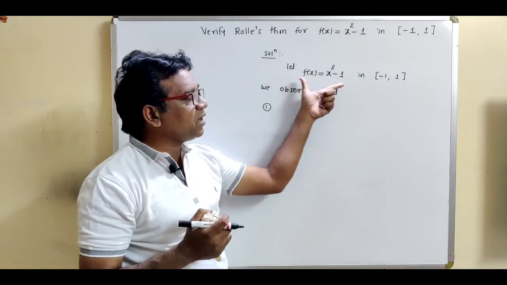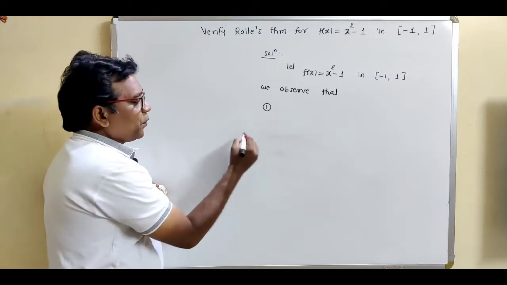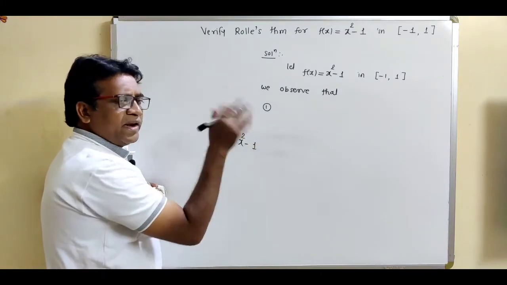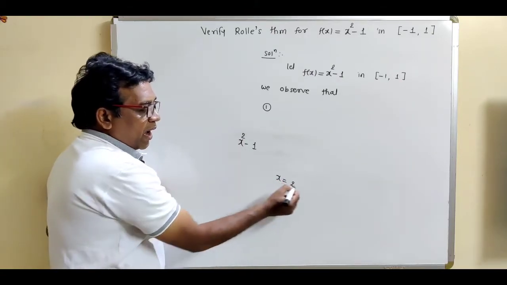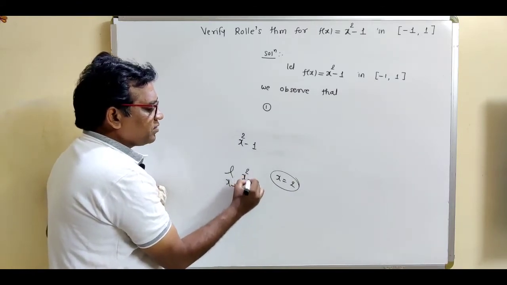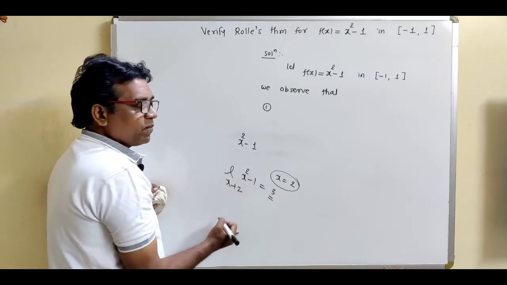Every polynomial function is always continuous. Or we can check the continuity like this. Suppose we consider this function as x square minus 1. Take any point, suppose x equal to 2. At x equal to 2, what is the limit of the function? Limit of function means put x equal to 2, 2 square is 4 minus 1, so this limit will be 3.